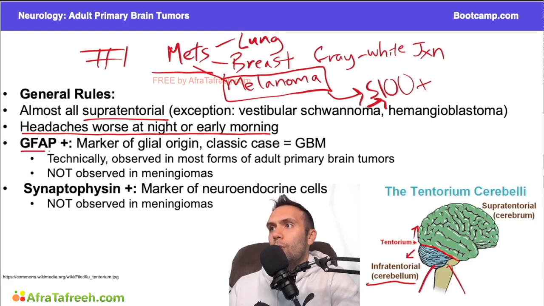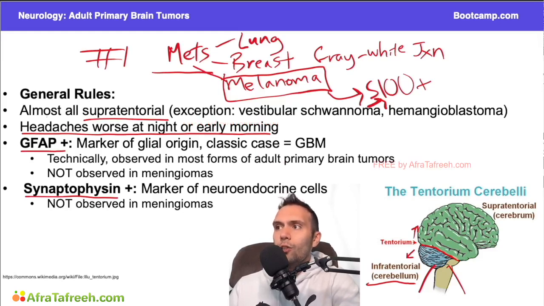So two markers I want you to be familiar with, GFAP and synaptophysin. So GFAP is a marker of glial origin. And now most of the primary tumors in the brain are going to originate from glial cells. The classic high-yield one is glioblastoma multiforme, which we will just abbreviate with GBM from this point forward. Now, technically, most different forms of adult brain tumors, like I said, can be GFAP positive, but one to remember that is not GFAP positive are meningiomas, because these are actually originating from the arachnoid tissue around the brain.